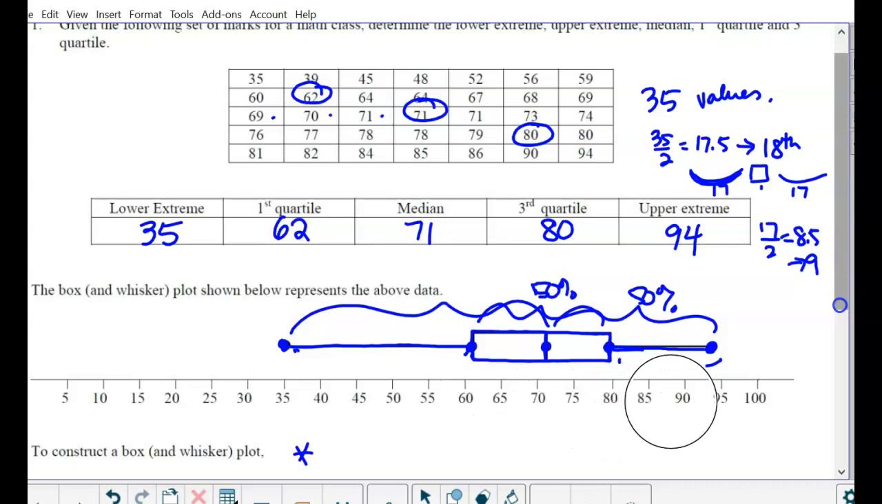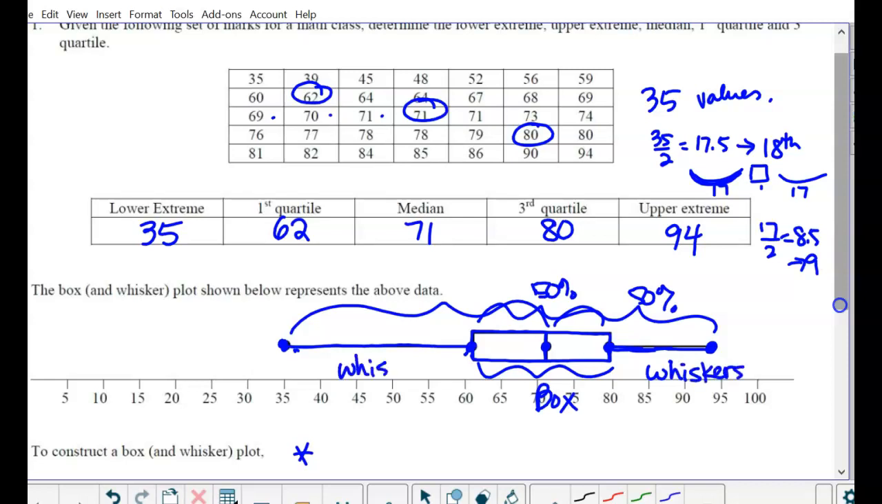Usually they're more concentrated around the median. And then the whisker, so this is the box part. This is the box. Sometimes they're called box and whisker plots. These are the whiskers, like your cat has whiskers, right? Okay, so there's directions there on how to do it.